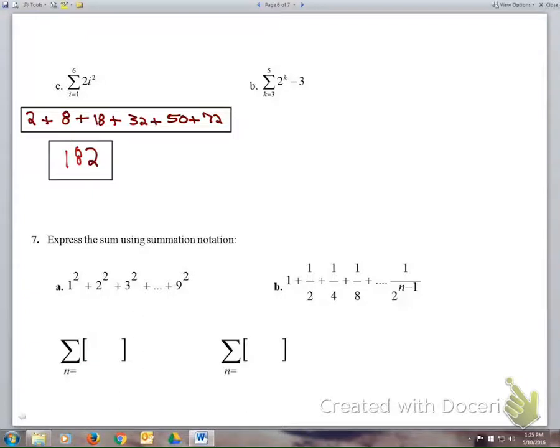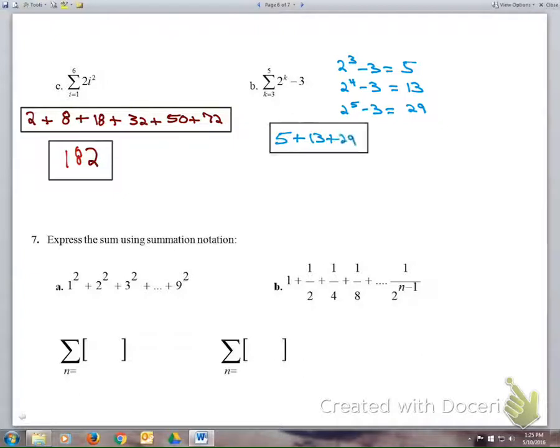Okay. Next one, plug in a 3, 4, and a 5. So I plugged in a 3, a 4, and a 5. So my expansion is 5 plus 13 plus 29, and my evaluate is 47. All right. Next, we're going to go backwards.